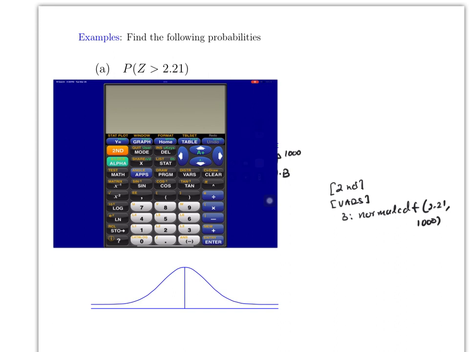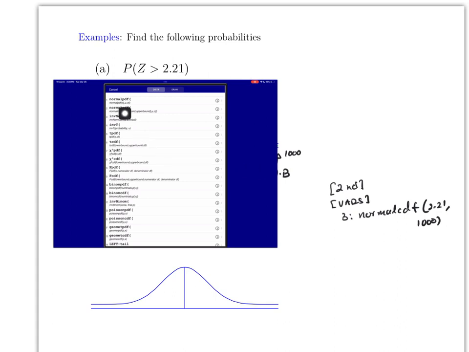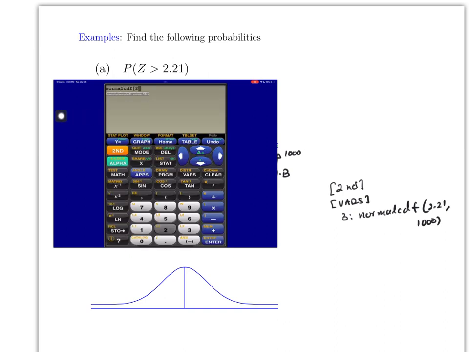So the first thing you have to do is go to second, then go to variables, then make sure you pick normal CDF, and then enter the lower bound, which is 2.21, comma, the upper bound, which is 1000, and then enter, and that's the answer.